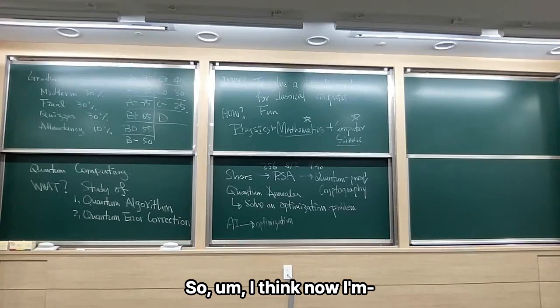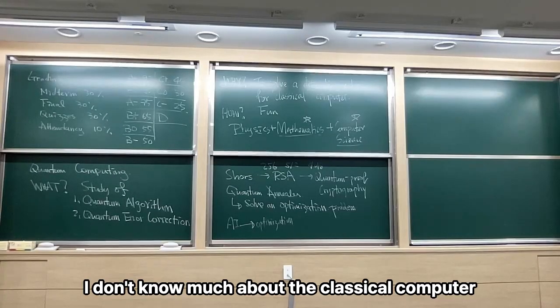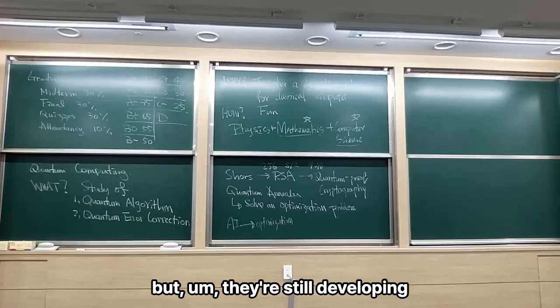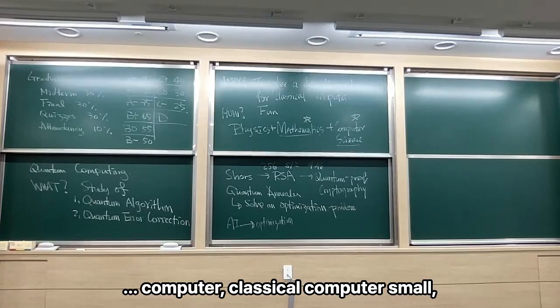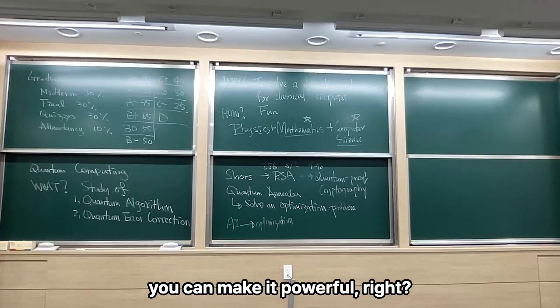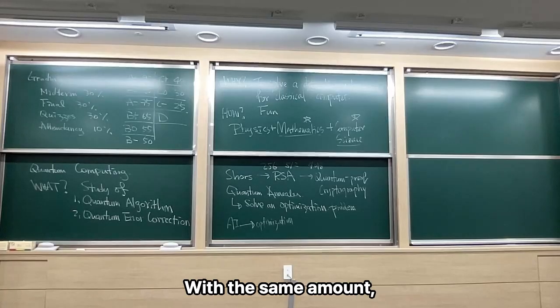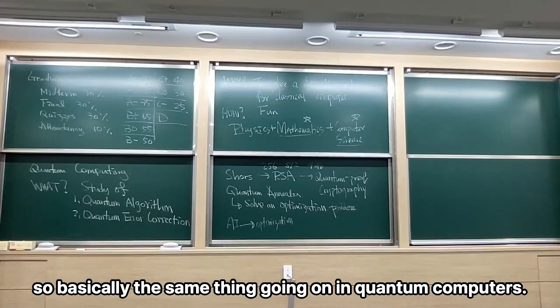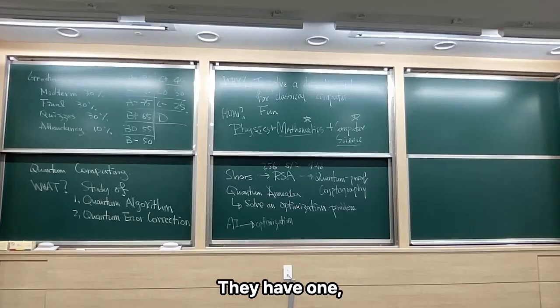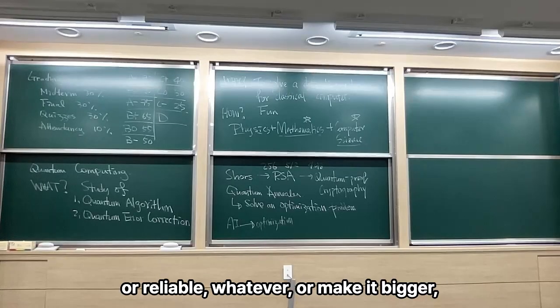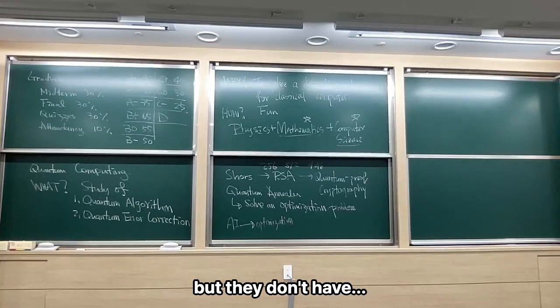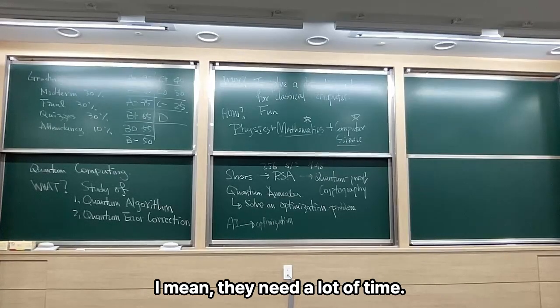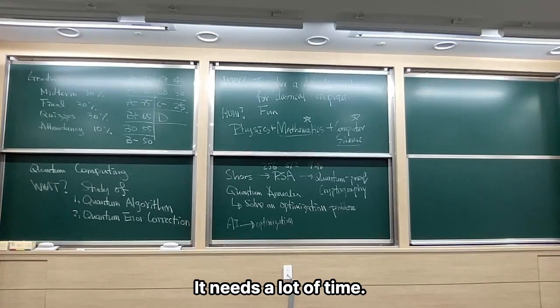I don't know much about classical computers, but they're still developing how to make classical computers small. Because if you make it small, you can make it powerful, right? With the same amount of space, you can have more transistors in it. Basically, the same thing is going on in quantum computers. They have one, but they want to make it small or reliable, or make it bigger. But they need a lot of time.